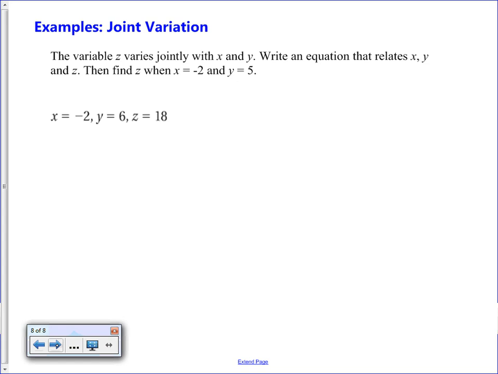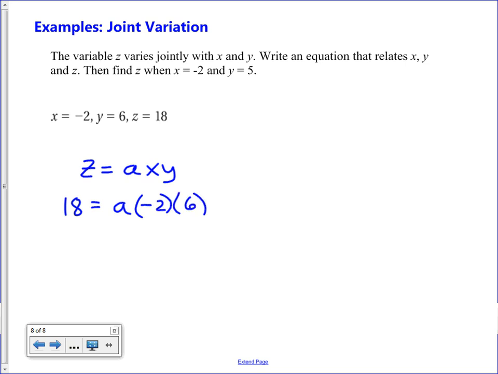So it says here the variable z varies jointly with x and y. The task is to first write the equation, and then to find z, given those parameters for x and y. So we start with our joint variation equation. z equals a times x times y. a is the only thing I don't know yet. I'm trying to find a, so I'm going to plug in 18 for z, plug in -2 for x, and 6 for y. Solve this equation for a. So 18 equals -12a. Divide both sides by -12. And a is going to equal -3/2.